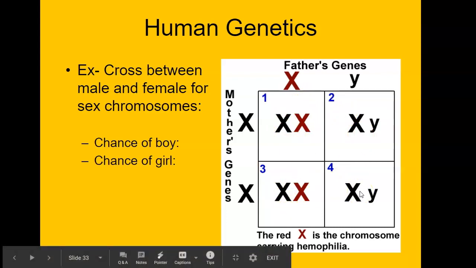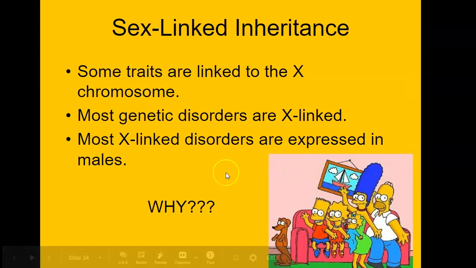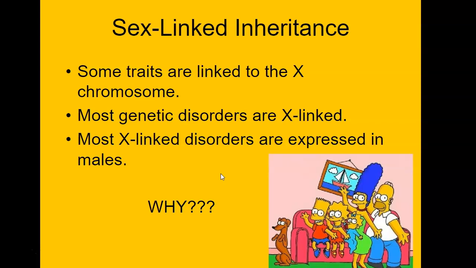So how does this relate to genetics? Well, there are some traits that are linked to the X chromosome, that 23rd pair. And actually, most genetic disorders are X-linked, which is pretty interesting, but most are expressed in males. So males are the ones that get these X-linked traits more than females. A perfect example would be baldness. You don't see very many bald women walking around. You see a lot more bald men. And it's because of this idea of an X-linked trait.